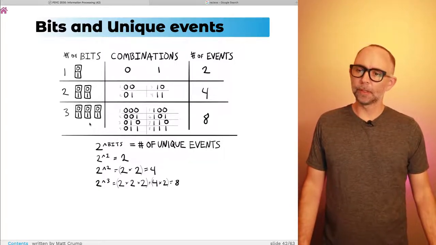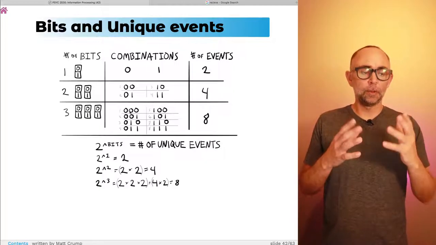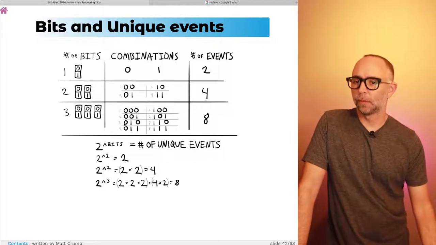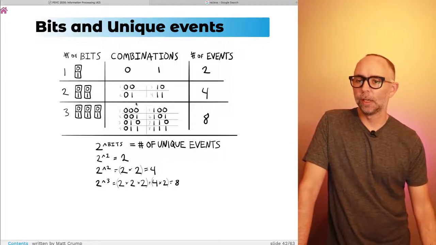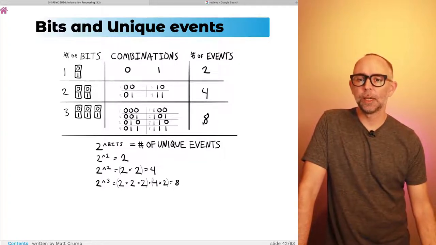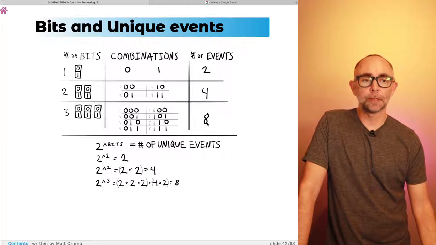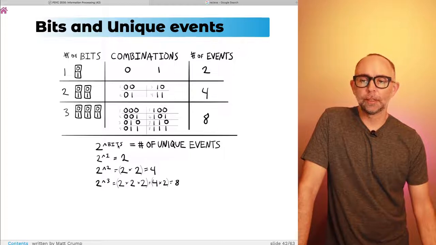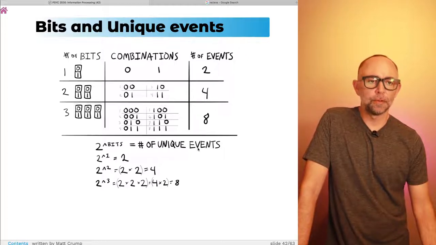With 3 bits, we get to add on one at the end. So we can have 3 zeros, 2 zeros and a 1, and so on. If you count all of these up, these are just the different ways of combining the bits together. We can get 8 total events. The formula here is 2 to the exponent bits equals the number of unique events.